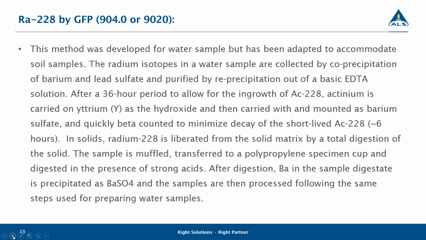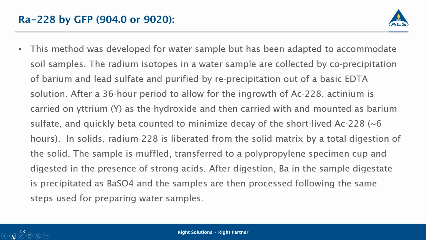Now we'll get to radium-228 and the methods we can use for that. The first one we're going to talk about is radium-228 by gas flow proportional, EPA method 904 or 9020. This method was developed, again, for waters. In fact, most of your rad methods were developed for waters. We have adapted it to accommodate soils. It's really still better for waters.